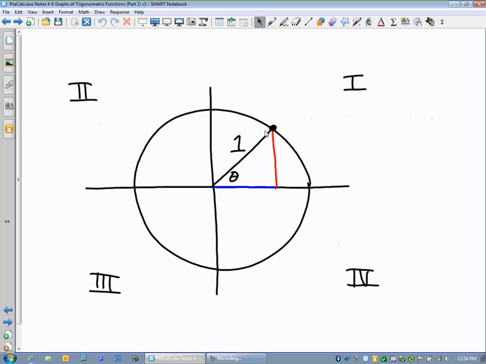And then it'll open up to some terminal side. So the point on the unit circle, that will be called the terminal point. And if we drop a perpendicular from that point, then we create this nice little reference triangle.